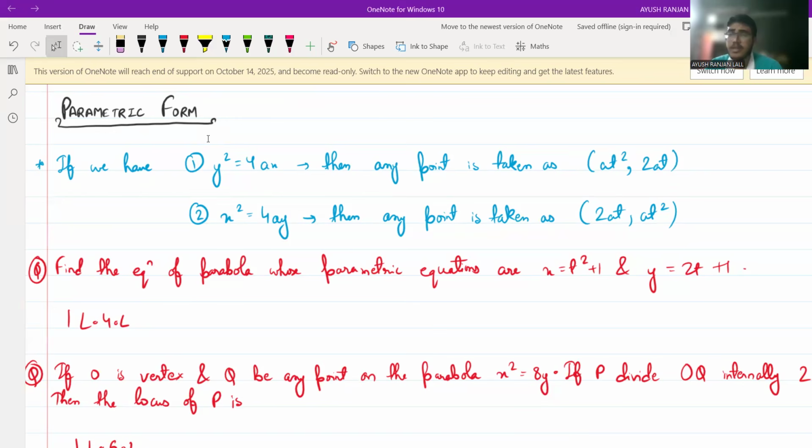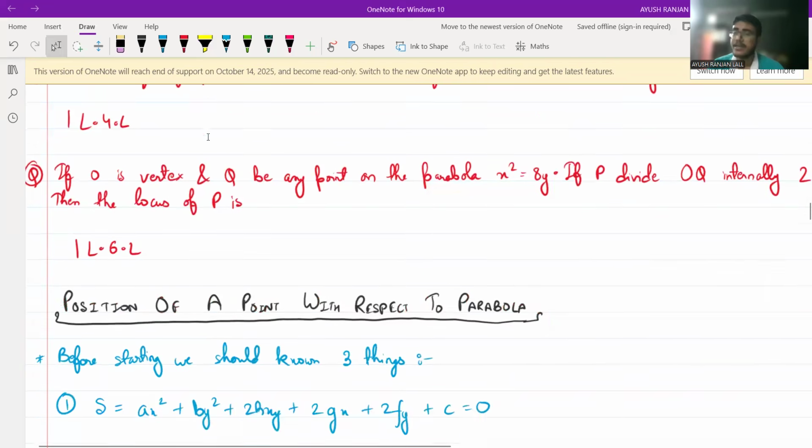So that's why, in parametric form, all of them have some particular forms only. Remember these particular forms. Like for the parabola y square equals 4ax, you will use at square comma 2at. And for x square equals 4ay, you should use 2at comma at square. Based on this parametric form, you can make 2 to 3 questions.